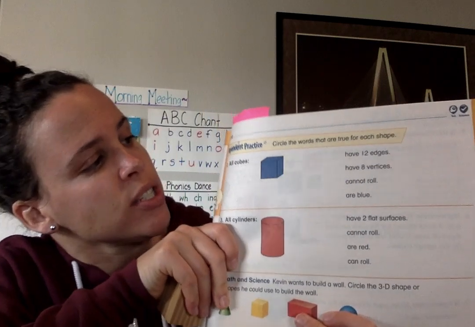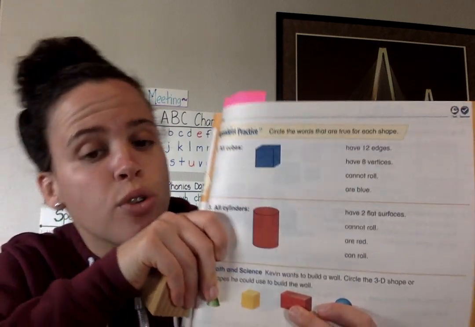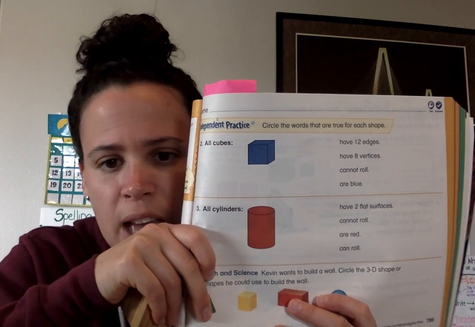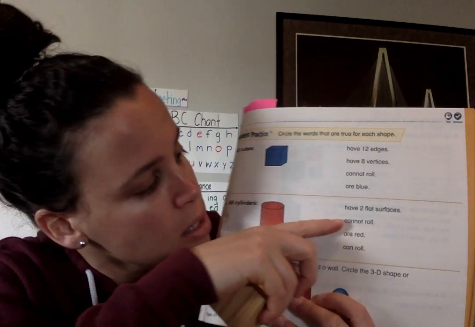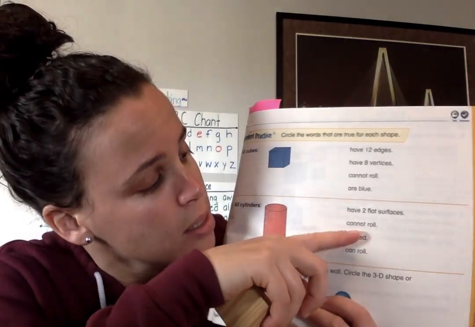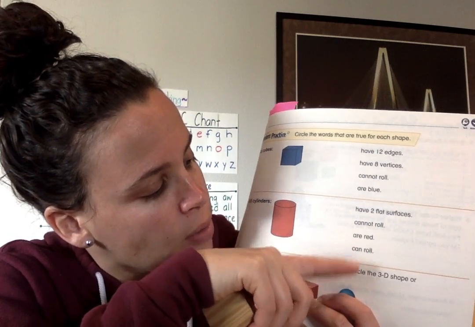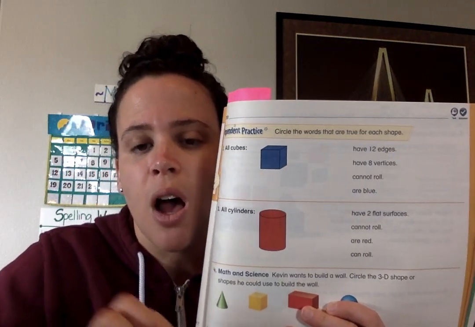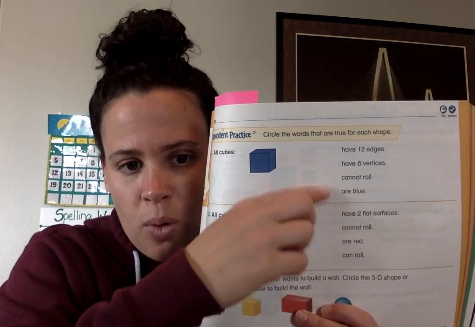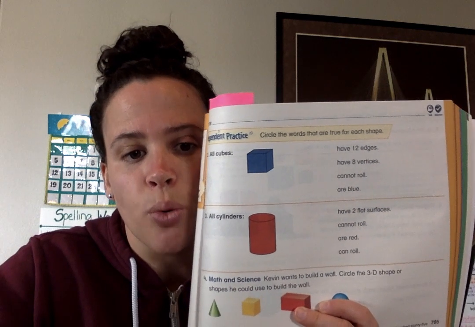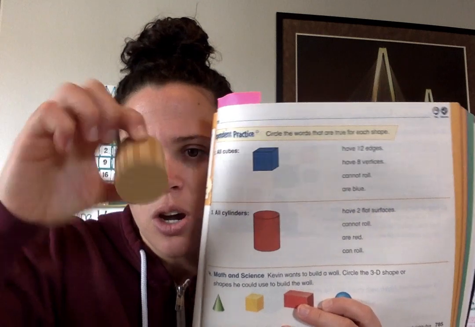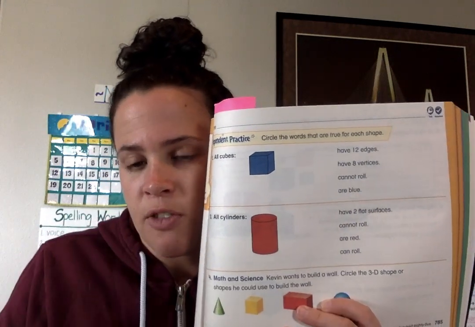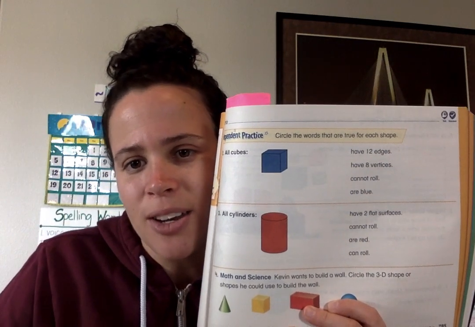See if you can do the cylinder on your own. The directions say, circle the words that are true for each shape. We did the cube together. See if you can do the cylinder on your own. It says, all cylinders have 2 flat surfaces, cannot roll, are red, and can roll. Which of these are true? Which statements are true? Here's a cylinder, and then there's one right there for you to look at as well. See if you can do that one on your own.